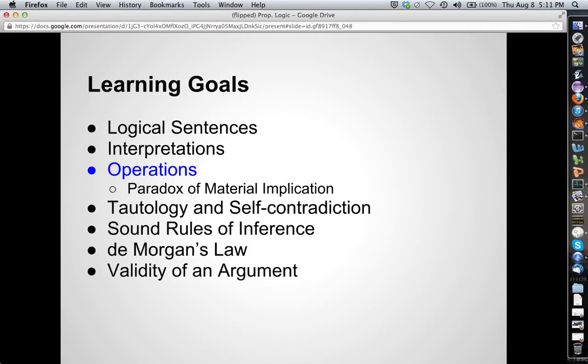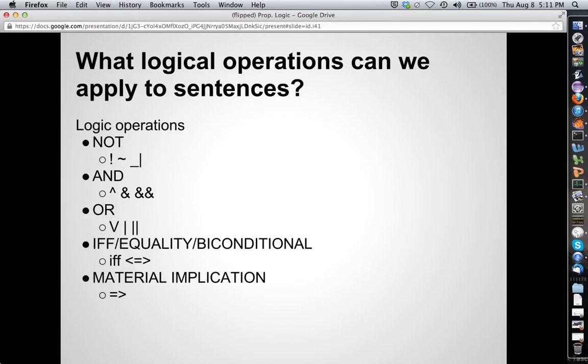So let's talk about some of the operations. There's a bunch of operations you can apply to these different sentences. You've got not, you've got and, you've got or, you've got IFF, if and only if, sometimes also called equality or biconditional, and then you've got implies, or material implication. And the symbols for these operations show up displayed differently depending on the context you're in.